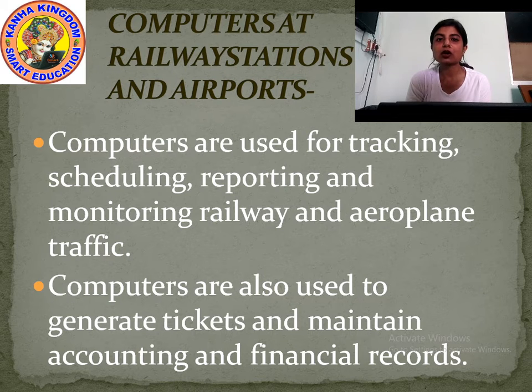Okay, it also monitors the aeroplane traffic. Traffic means crowd. Yes or no? Crowd of vehicles. It is called as traffic. When one aeroplane is landing, the other aeroplane cannot fly off. Okay, that is why computer is used to schedule the time of train and aeroplane. When will they arrive and when will they leave? When will they depart? Okay.